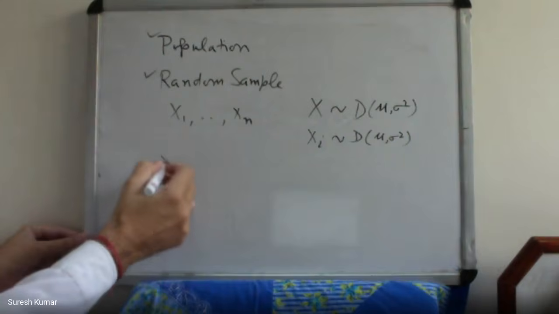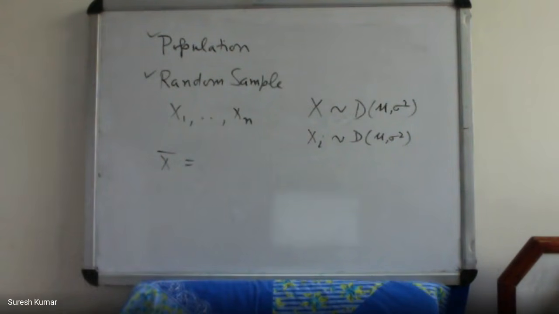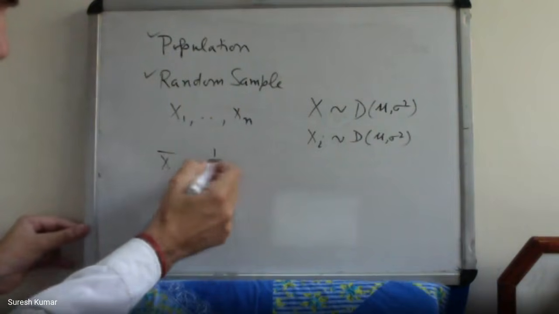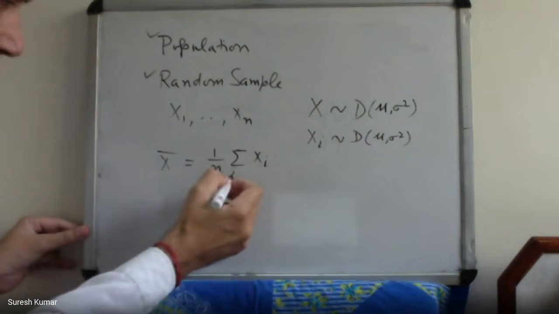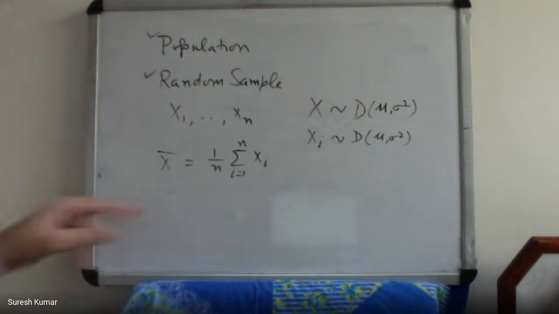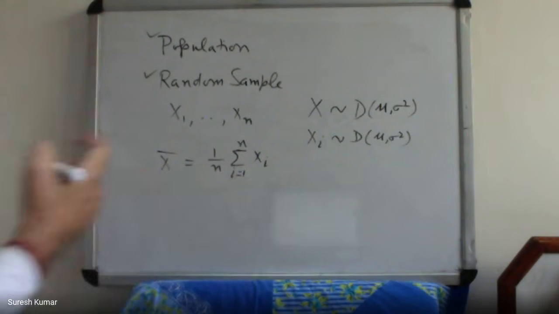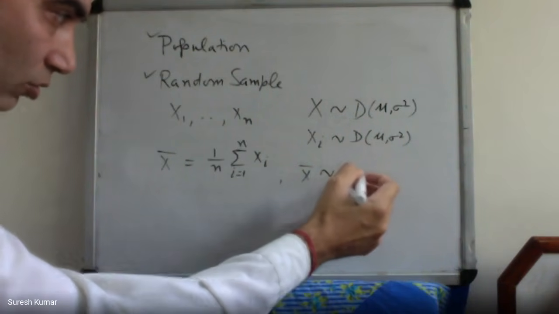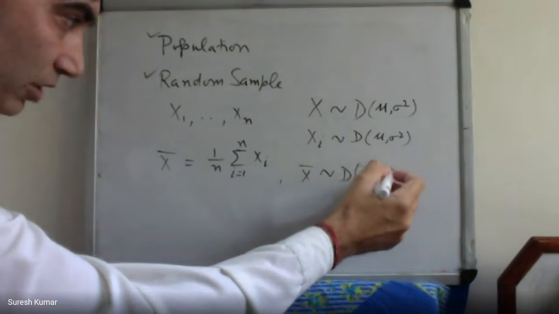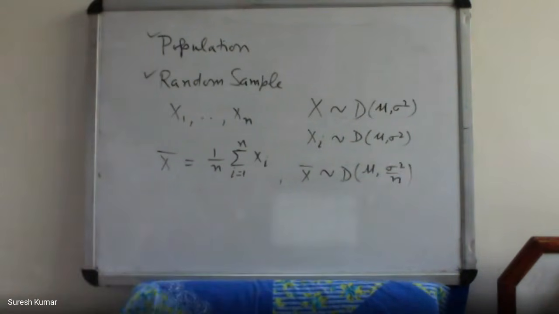After that, what is the sample mean, that we denoted by x bar? It's 1 over n summation xi, i goes from 1 to n. Because x1, x2 are random variables, and it is a combination of random variables, it is again a random variable. So x bar is a random variable, and we learned that x bar follows a distribution with mean mu and variance sigma square over n. It's important to remember that.